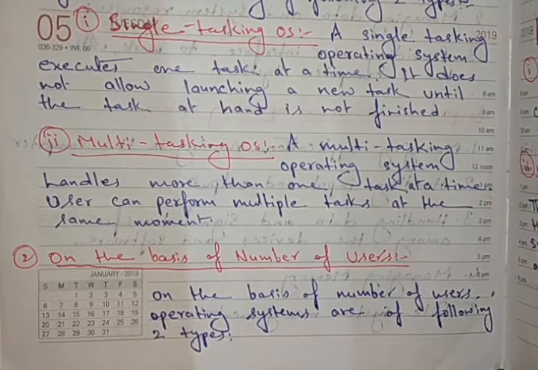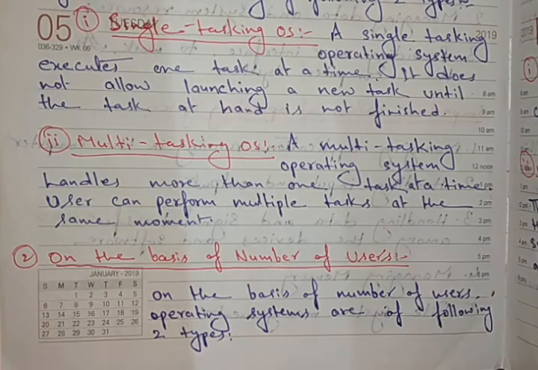A multi-user operating system allows multiple users to work at the same time. Examples of multi-user operating systems are Unix, Linux, Windows NT, and some other server operating systems.